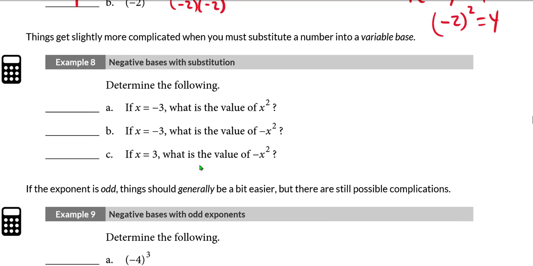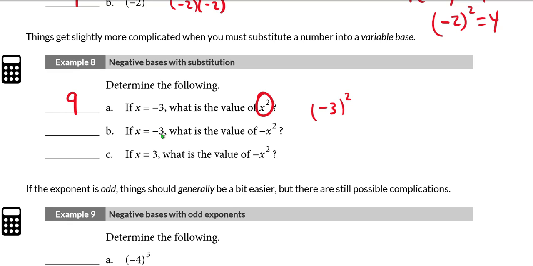In terms of substituting a number, this is more like what we were doing over here with this quadratic. If x equals negative 3, what is the value of x squared? Remember what you are doing here. They want x squared, so you are taking negative 3, plugging negative 3 in for x, and squaring that value. So this is negative 3 times negative 3, which is positive 9.